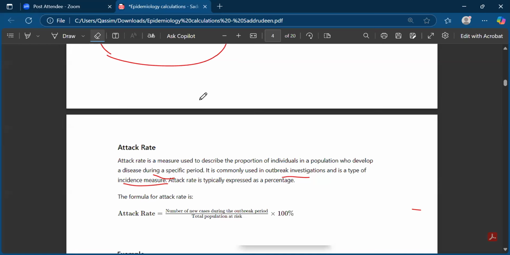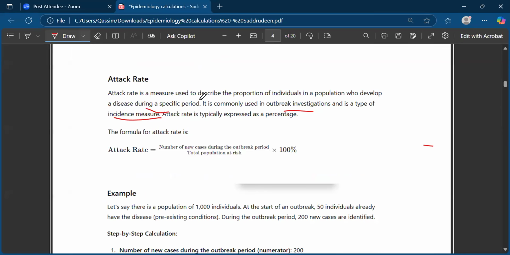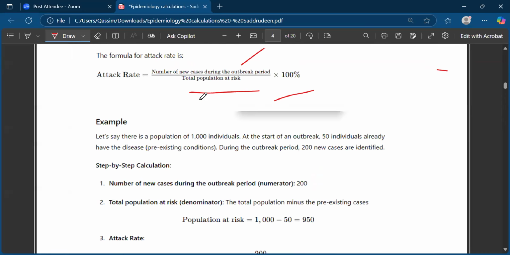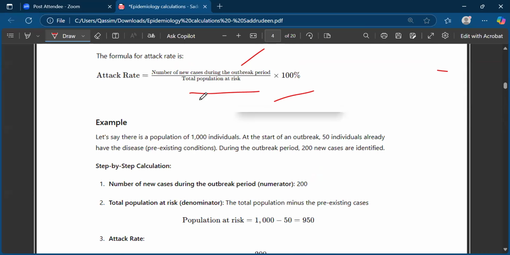So let us check the formula. The attack rate is the number of new cases during the outbreak period over the total population at risk, multiplied by 100%. So let us now check here. It's a trick question. If you're told to calculate the cumulative incidence, you're going to use the same approach. So let's say there's a population of 1,000 individuals. At the start of an outbreak, let's say there's a cholera outbreak in Nairobi, 50 individuals out of these 1,000 already have the disease of interest. Now, during the outbreak period, which is the period of your study, 200 new cases are identified.